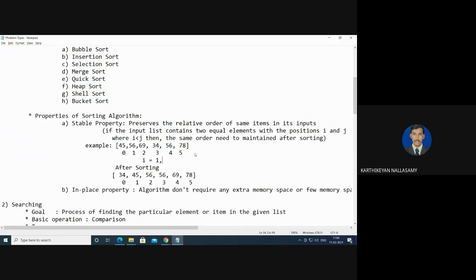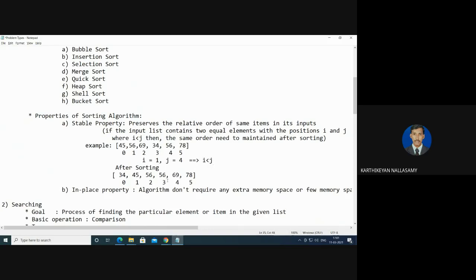Here the index of the value is i equal to 1 and j equal to 4. Because of the same order of the same elements, the same item 56 is repeated 2 times, so the first position will be considered as i, so the position i is 1, here j equal to 4. So for this case, i is less than j.